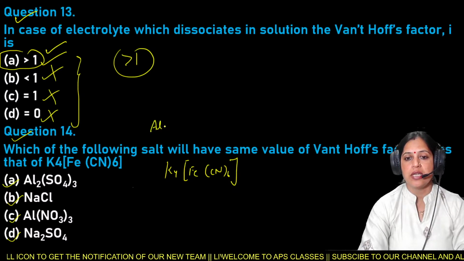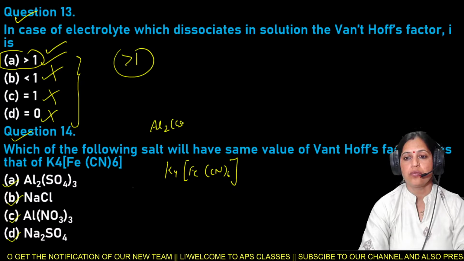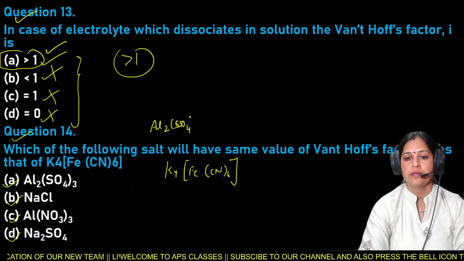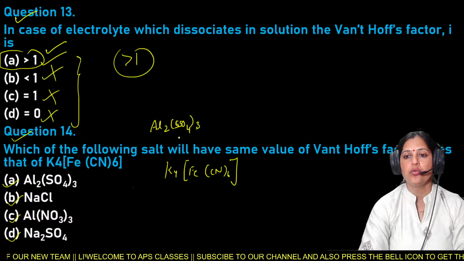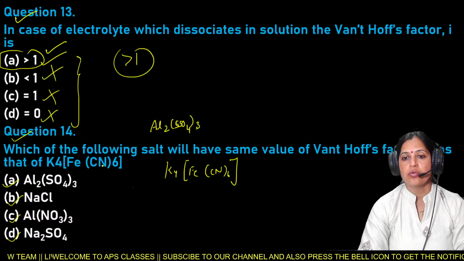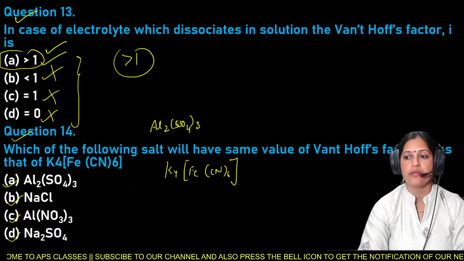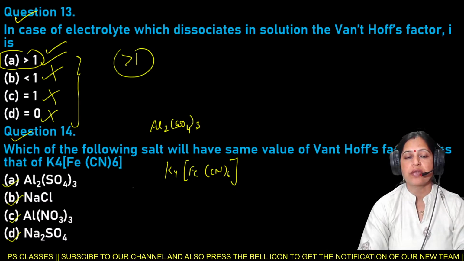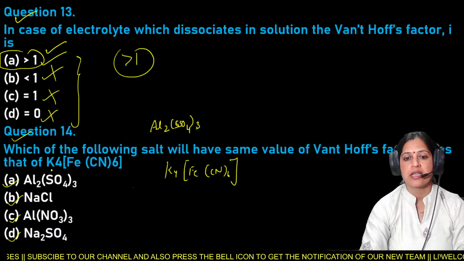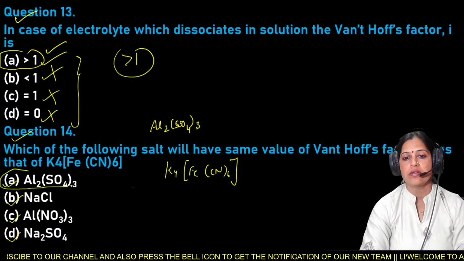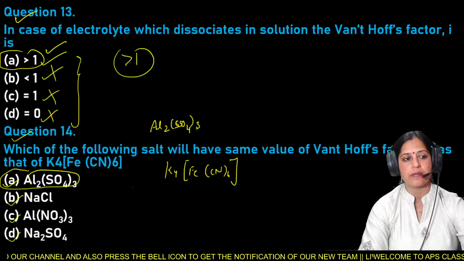The right answer is Al2(SO4)3. This is the salt that will have the same value of the van't Hoff factor as that of K4[Fe(CN)6]. So here option A is the right answer for question number 14.